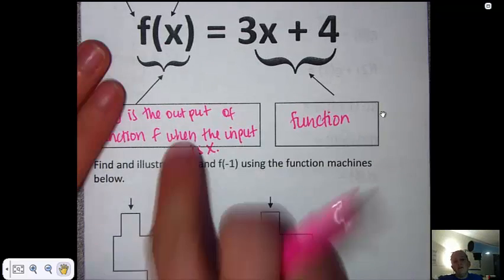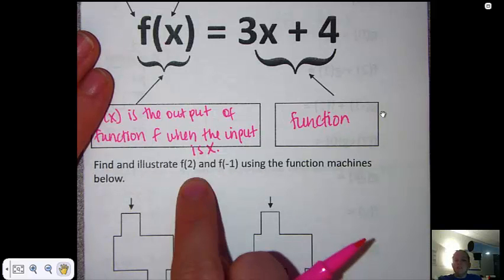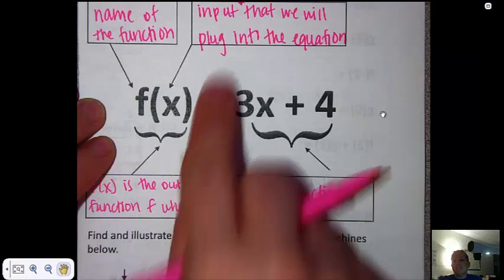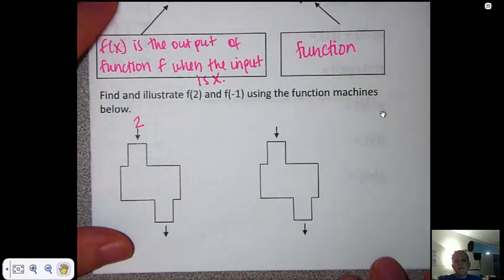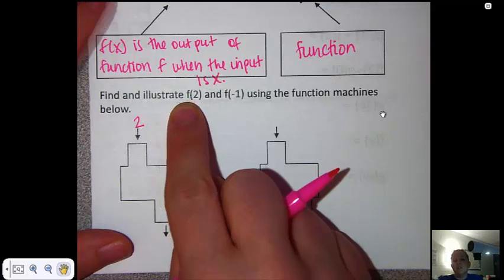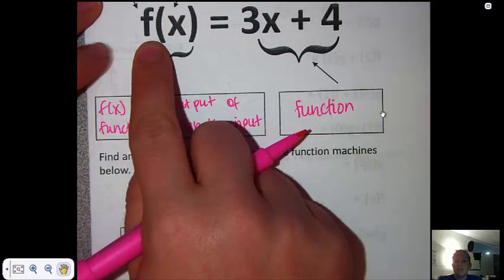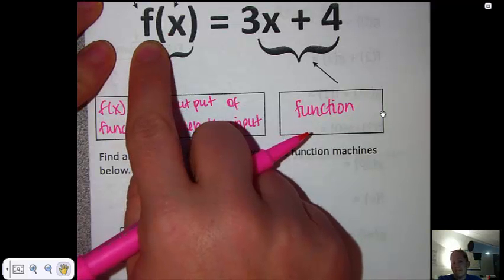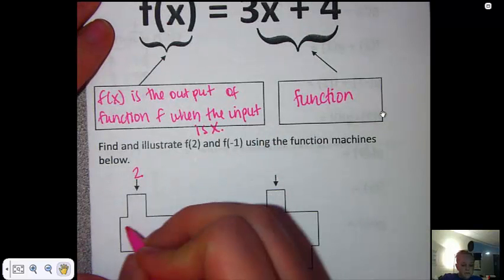Okay, so down here we have a couple of function machines. We want to find f of 2 and f of negative 1 using the function machines below. So like I said, this number here in parentheses is our input, so that's what we're going to put into our machine. So here I'll be putting in 2, and what will I be putting it into? Well, we're going to put it into function f because this says f of 2. That's the way I know that, okay, if this is f of 2, that means I'm plugging it into this function because they have the same name. So I'll be plugging 2 into 3x plus 4.